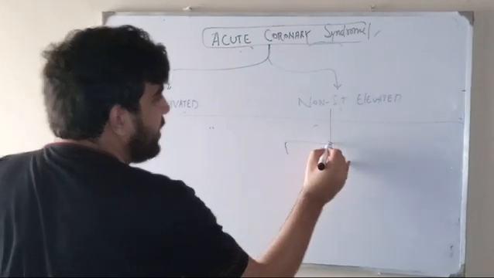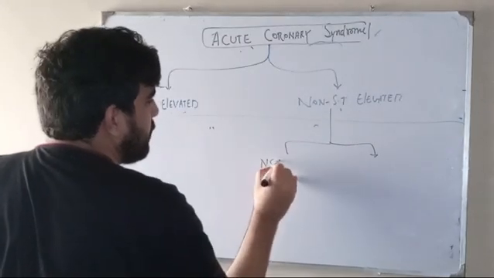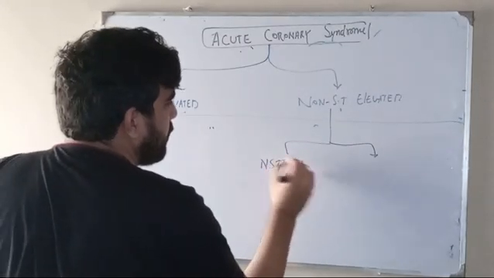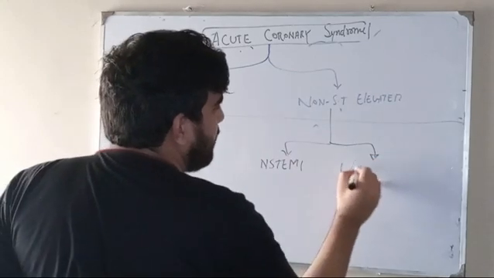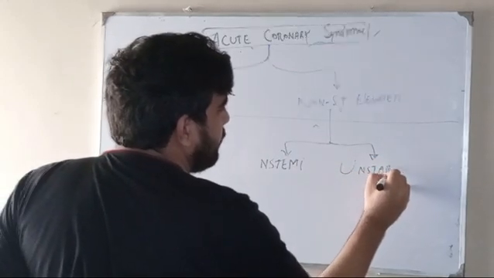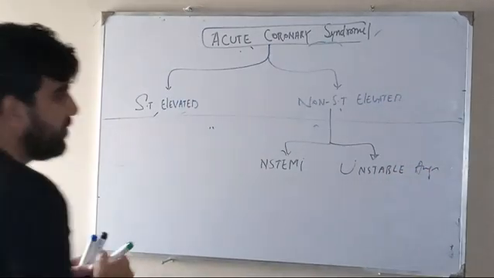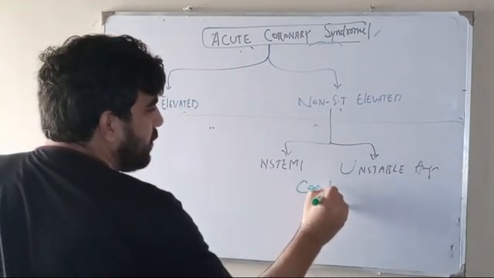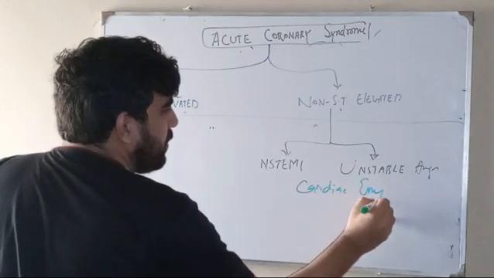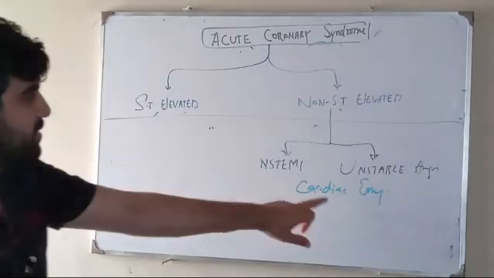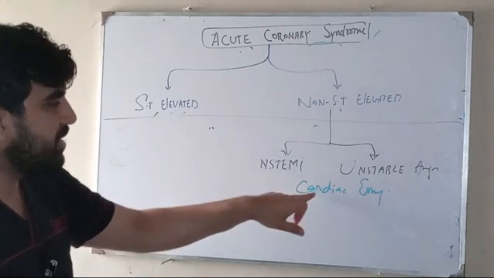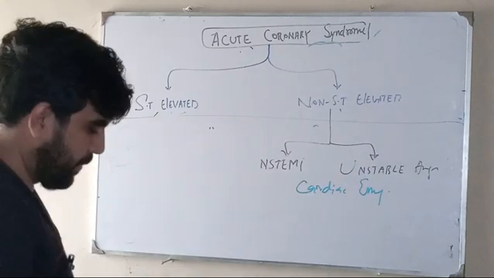How would you differentiate between NSTEMI and unstable angina? The answer is cardiac enzymes. If the cardiac enzymes are elevated, this is NSTEMI. If the cardiac enzymes are normal, this is unstable angina.